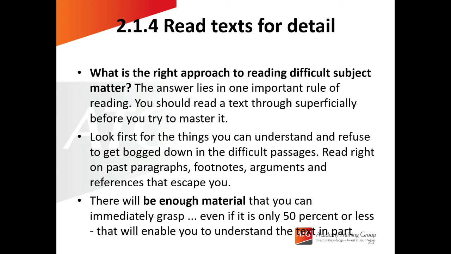Reading texts for detail. What is the right approach to reading difficult subject matter? The answer lies in one important rule of reading. You should read a text through superficially before you try to master it. Look first for the things that you can understand and refuse to get bogged down in the difficult passages. Read right on past paragraphs, footnotes, arguments, and references that maybe escape you. There will be enough material that you can immediately grasp, even if it is only 50% or less, that will enable you to understand that text in part.